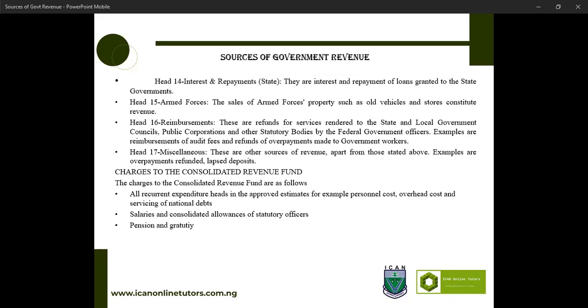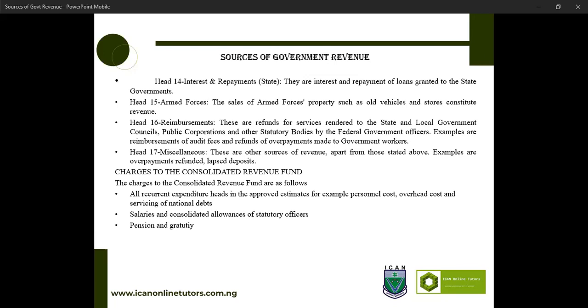We have armed forces. So the sales of armed forces properties, such as old vehicles and stores, will constitute revenue under 15. We had 16, reimbursements.